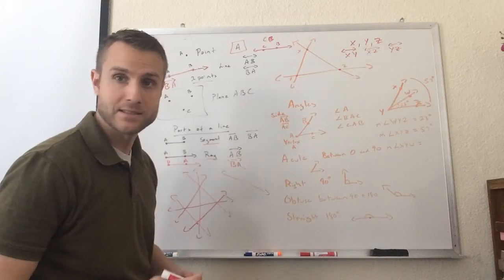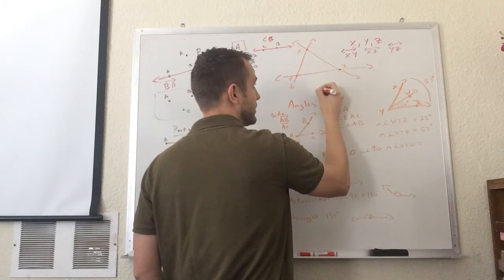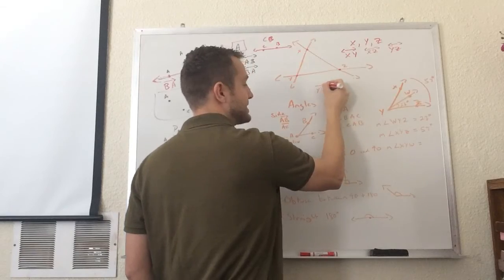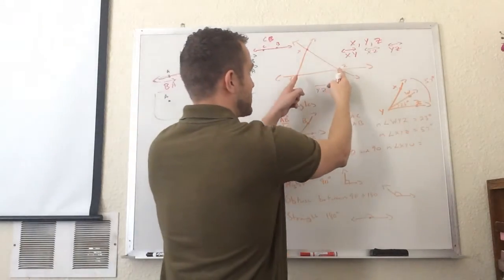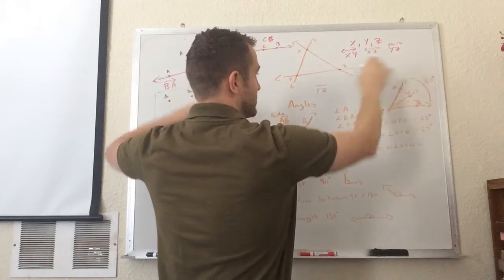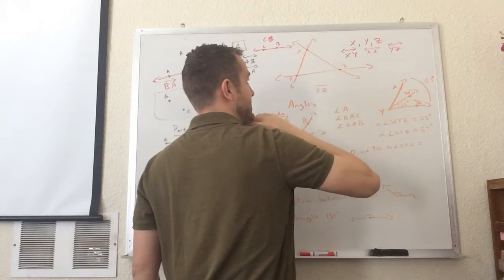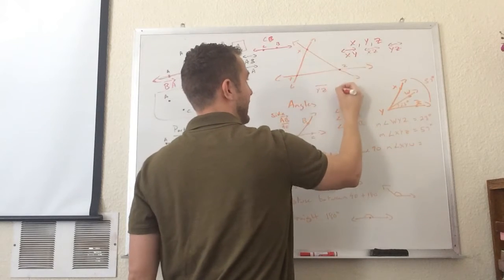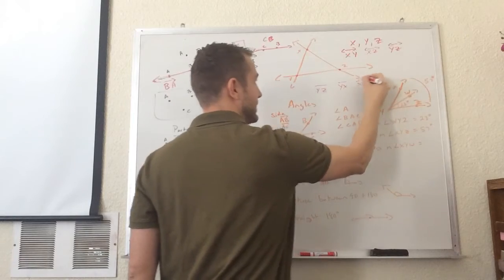How about segments? Well, I have a segment from here to here. So remember, with the segment, I do not put any arrows. It's just the points between those. The line continues in both directions, but the segment is just the points, including Y and Z and between Y and Z. I also have a segment here, YX. I have a segment here, XZ.